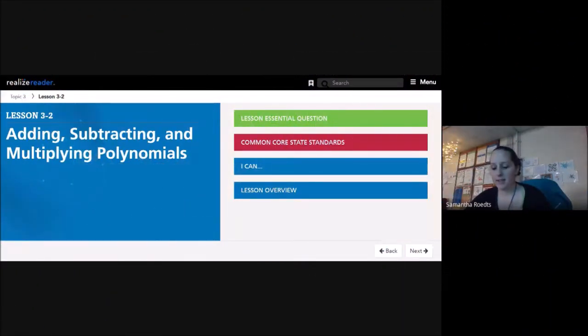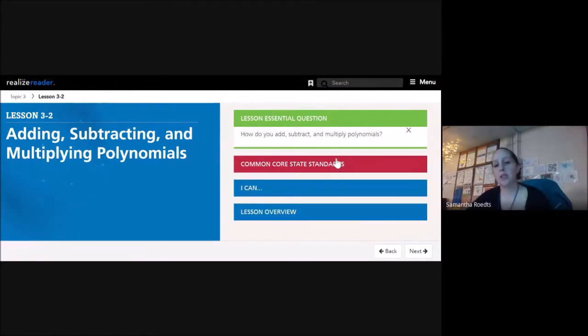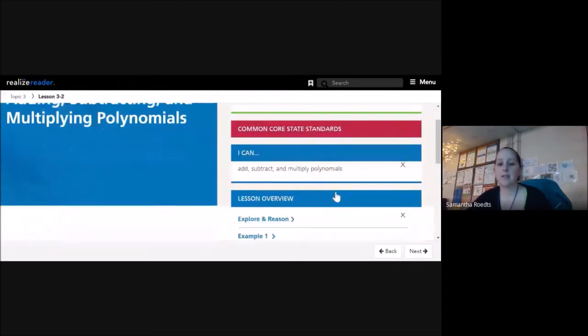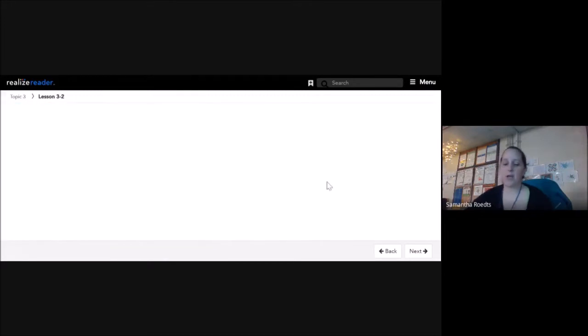This is lesson 3.2, or unit 3, lesson 2: adding, subtracting, and multiplying polynomials. My lesson essential question is, how do you add, subtract, and multiply polynomials? At the end of this lesson, we'll be able to add, subtract, and multiply polynomials. So first, I want to look at an example of adding polynomials.